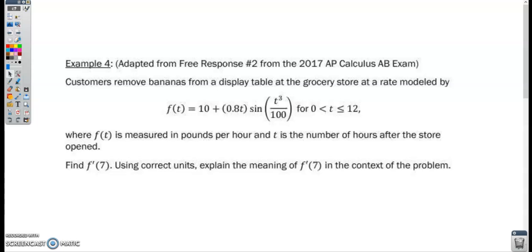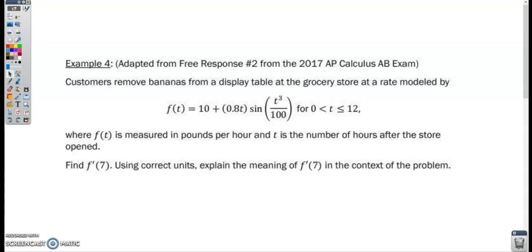This is adapted from free response question number 2 from the 2017 AP Calculus AB exam. This is a portion of that free response question. Customers remove bananas from a display table at the grocery store at a rate modeled by f of t equals 10 plus 0.8t times the sine of the quantity t cubed over 100 for 0 is less than t is less than or equal to 12, where f of t is measured in pounds per hour and t is the number of hours after the store has opened.